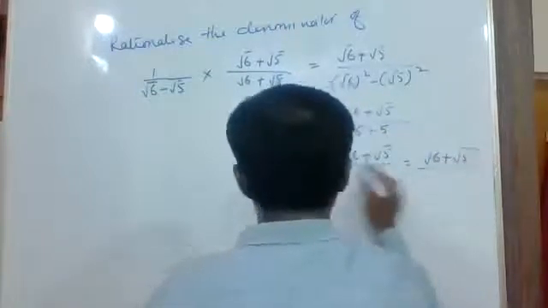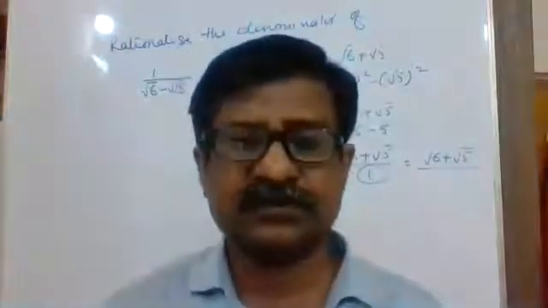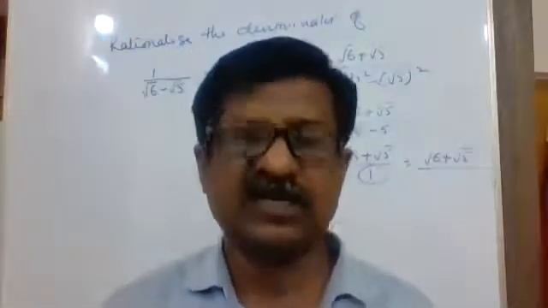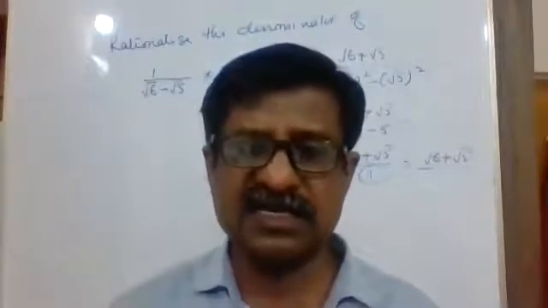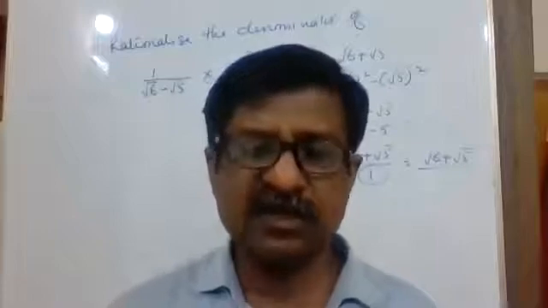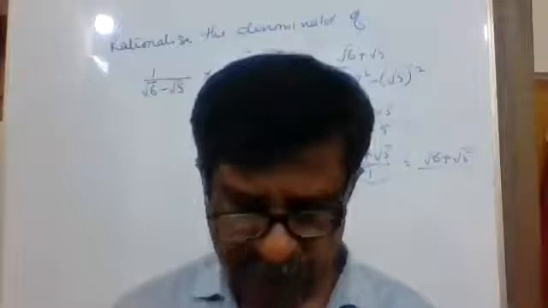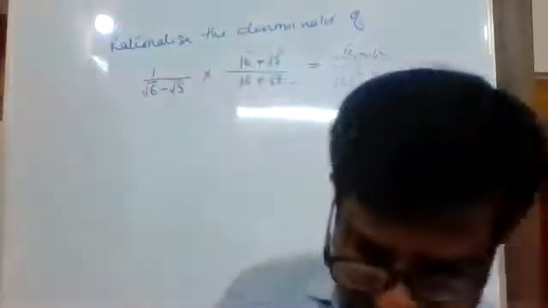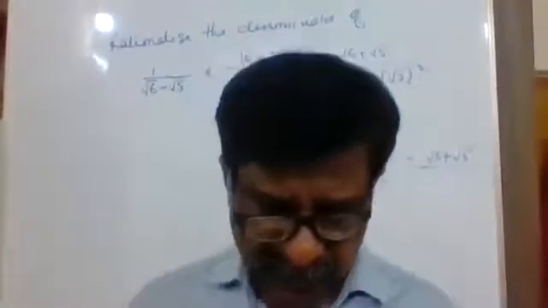See, the denominator is here 1, which is a rational number. Therefore, we have learned how to make the denominator a rational number by multiplying by the conjugate of the denominator if it's a binomial. This was the simple example I have taken. We'll take certain other difficult questions.